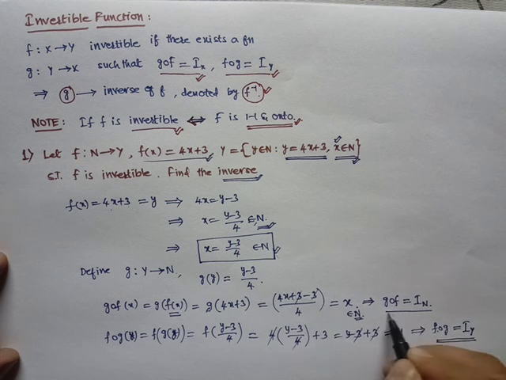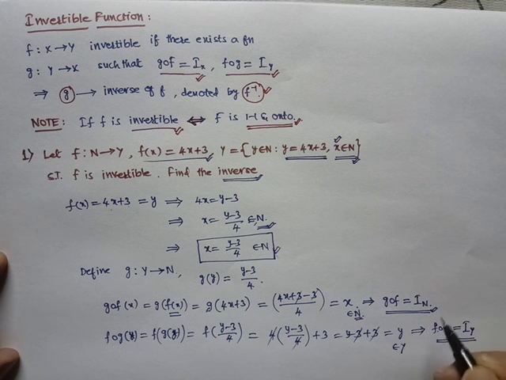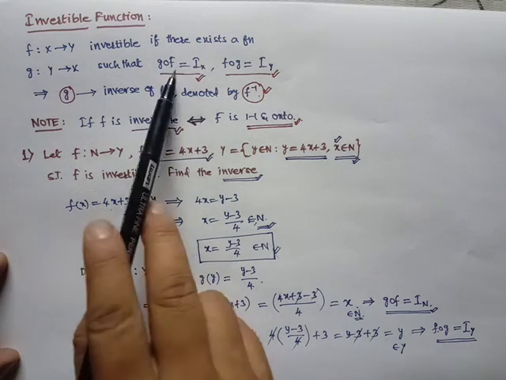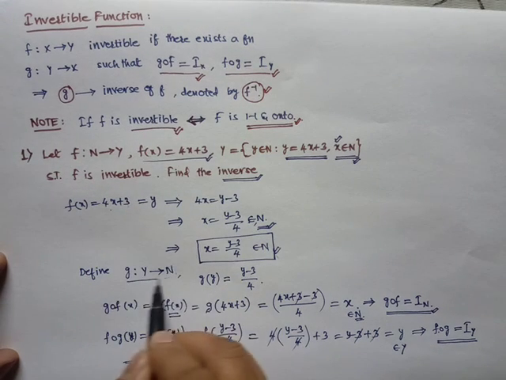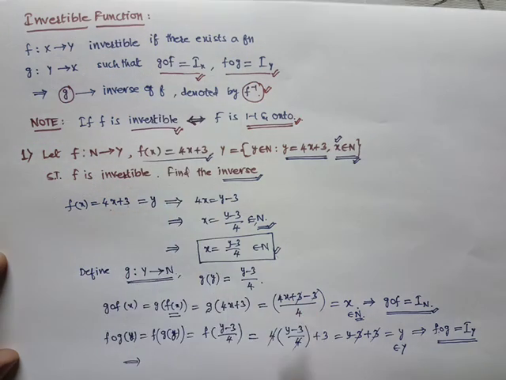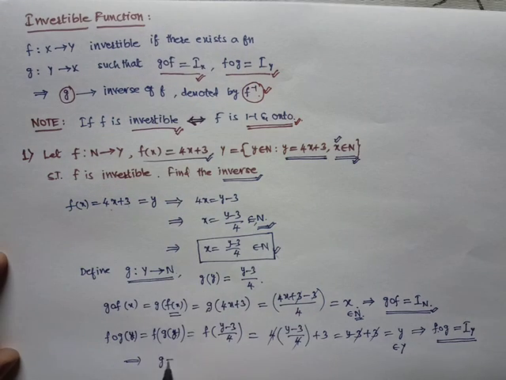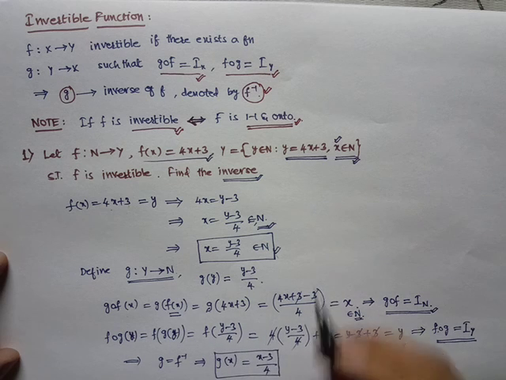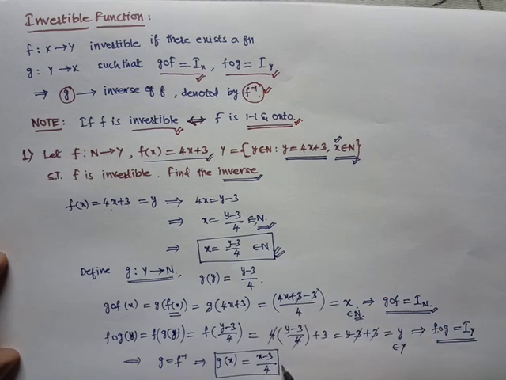G circle F is the identity function over N. This implies, since the function which is defined as G satisfies the given conditions, then G is equal to F inverse. And this implies G of X, or G of Y, you can write G of X is nothing but x minus 3 by 4. So from here I am writing.